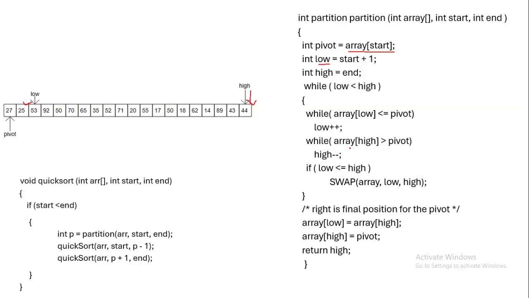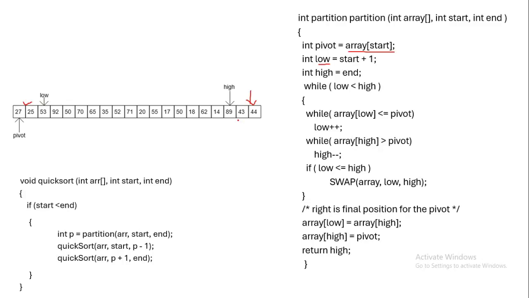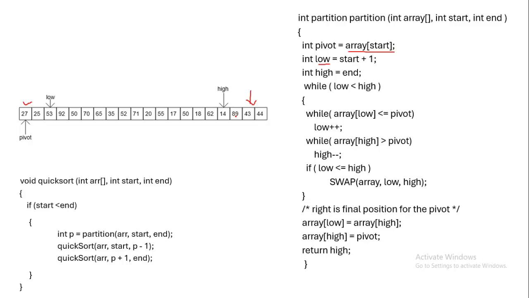Over here, this while loop continues until we come across an element which is less than the pivot element. So 44 is getting compared with 27. 44 is greater, so we will decrement the high pointer. Now again 43 is greater than 27, decrement the high pointer. 89 is greater, decrement the high pointer. 14: now 14 is not greater than the pivot, so control will come out of this while loop, and low and high have not crossed each other, so we will simply swap the elements.